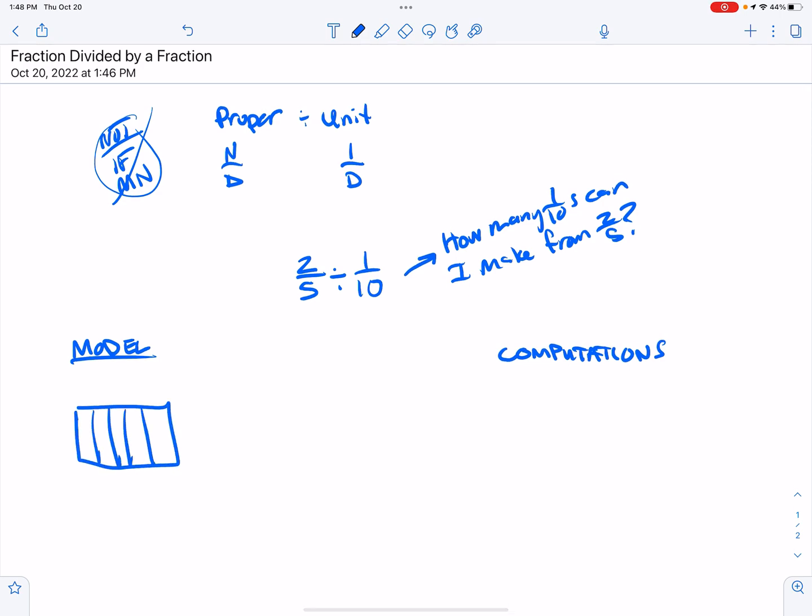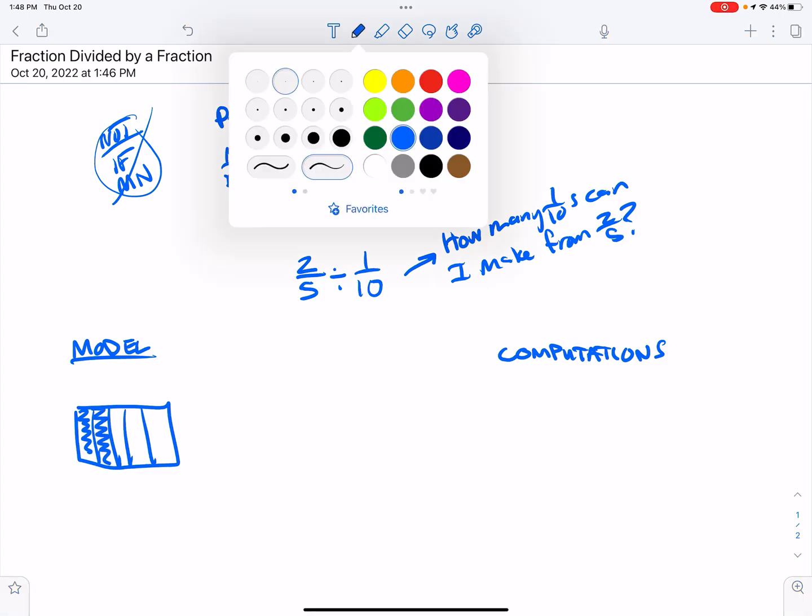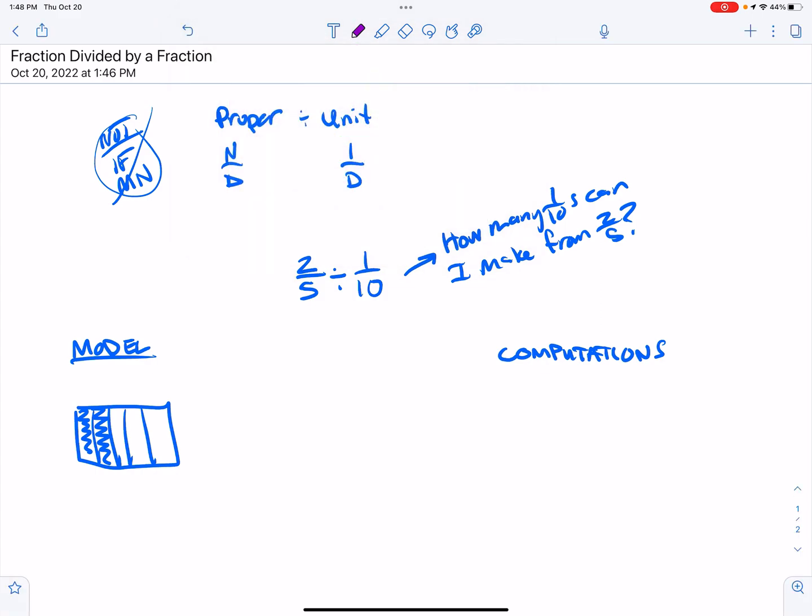If you think about this, you know from your model that you have the 2/5. 1, 2, 3, 4. And we have 2 of them. And we need to figure out in there how many tenths there are going to be. So if I grab a purple, to turn these pieces into tenths, I just need to chop them in half. And I know that each one of these squares here is going to be 1/10. And so I have 1, 2, 3, 4. So 2/5 divided by 1/10 equals 4.